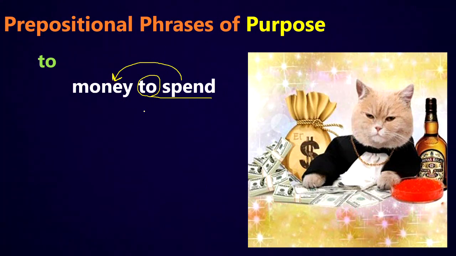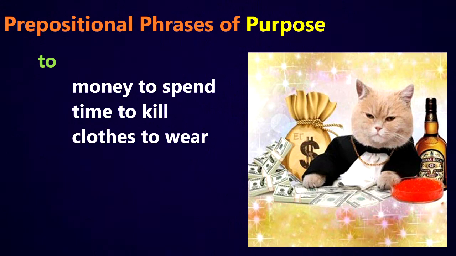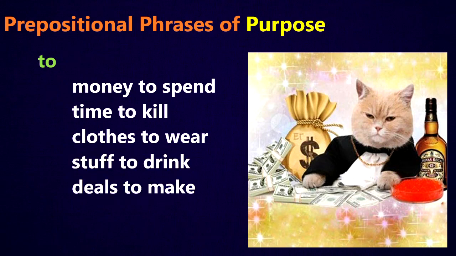Now, these aren't technically prepositional phrases because a prepositional phrase is a preposition plus a noun phrase. However, if you look here, you'll see we have this word to, which looks like a preposition, and we have the word spend. But the word spend is a verb. So really, this is an infinitive, so to spend. However, it's working the same as a prepositional phrase because it's describing the money. It's just telling us the purpose of the money. So we could talk about money to spend. We could talk about time to kill, clothes to wear, stuff to drink, deals to make. All of these are describing the noun right before it and what its purpose is.